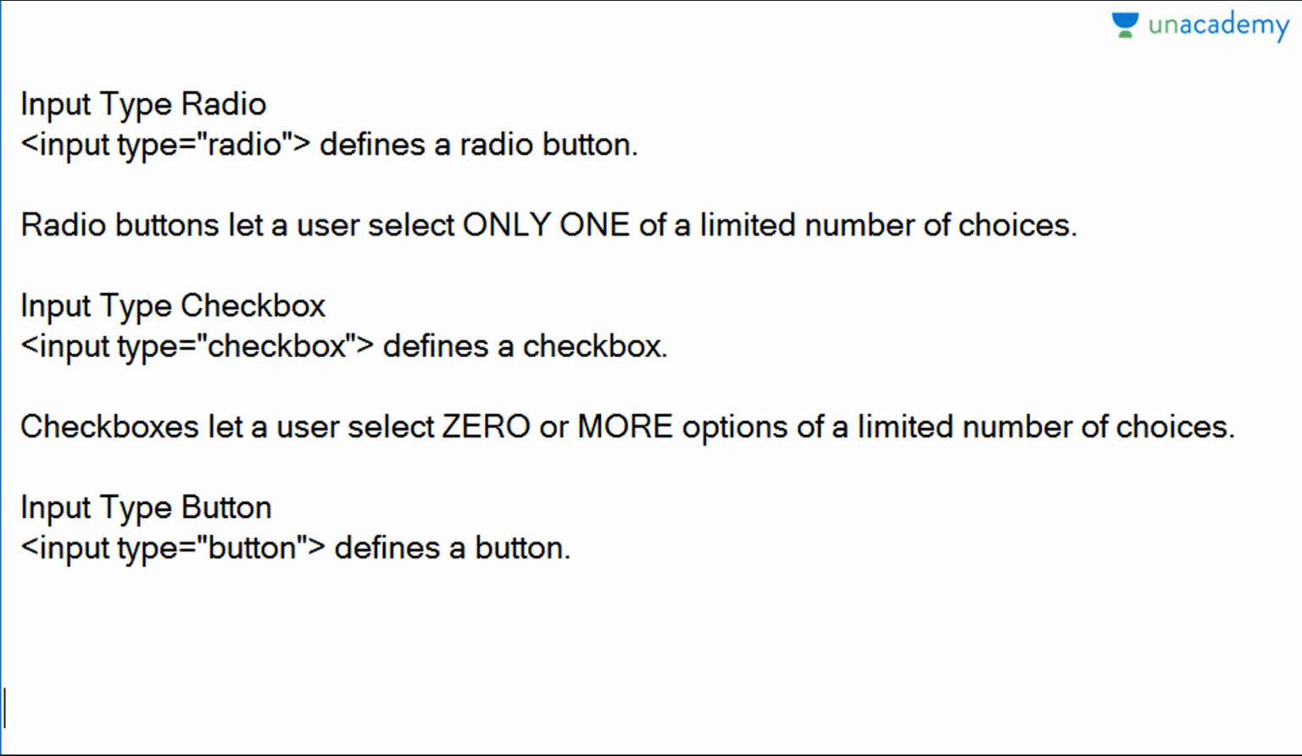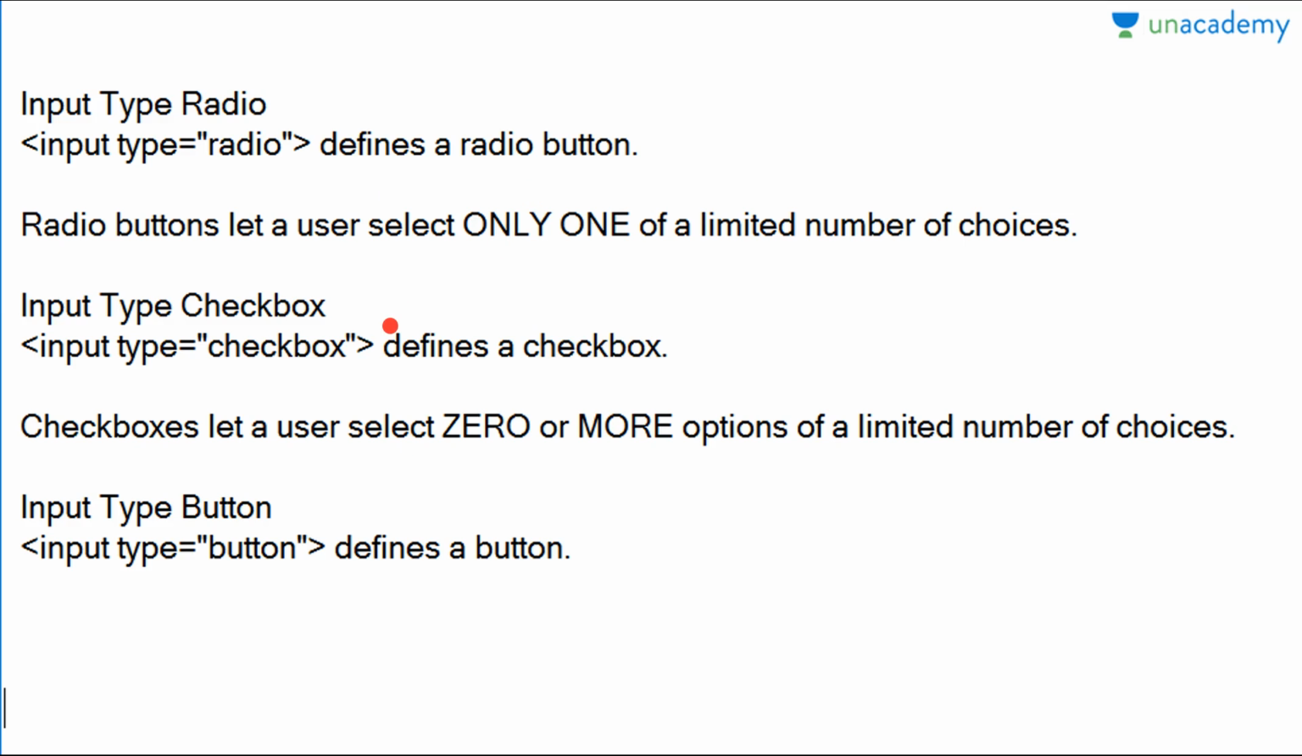Now let's talk about input type equals radio. Input type equals radio defines a radio button. A radio button lets a user select only one value out of a limited number of choices. Like if you have 4 choices and you want to select one, then you need to use the radio button. A radio button is specified for that, and you can try this in your own browser.